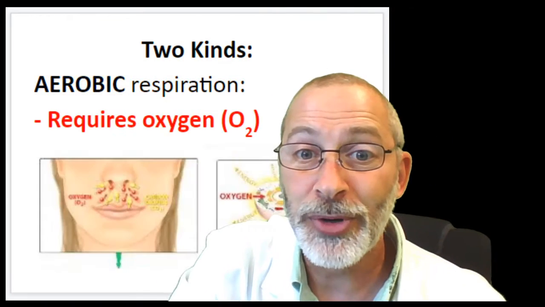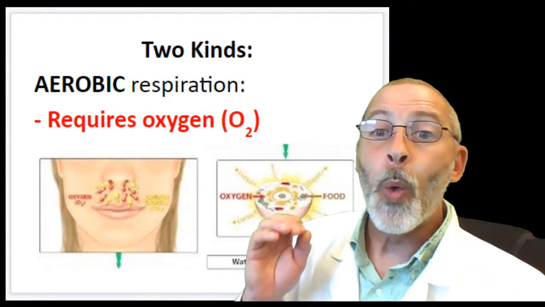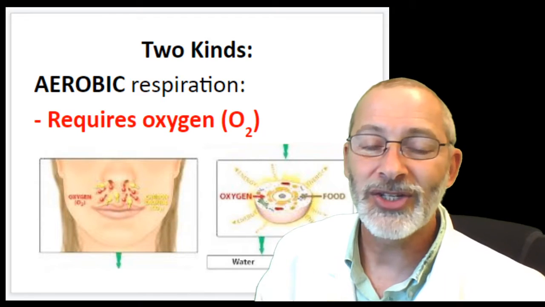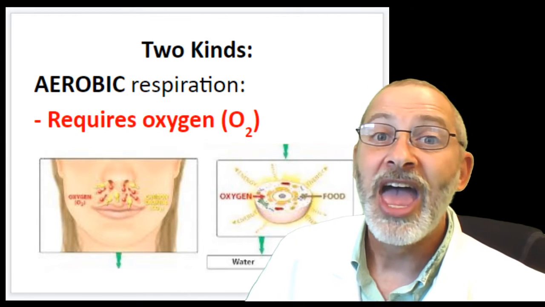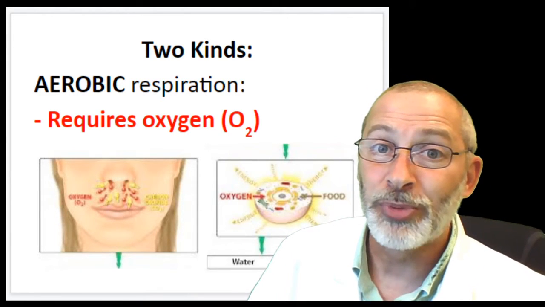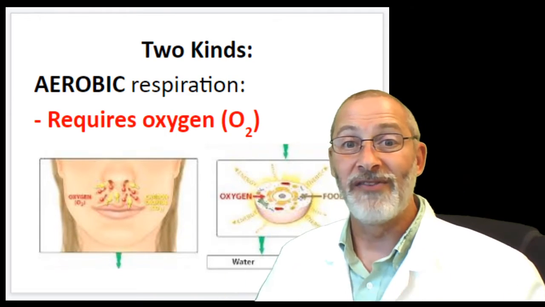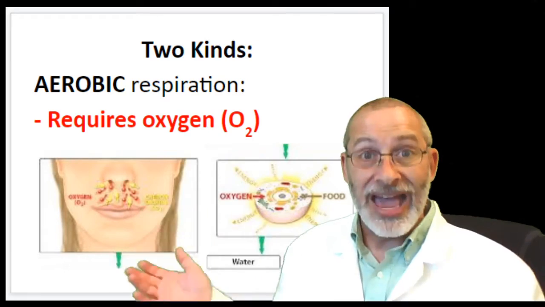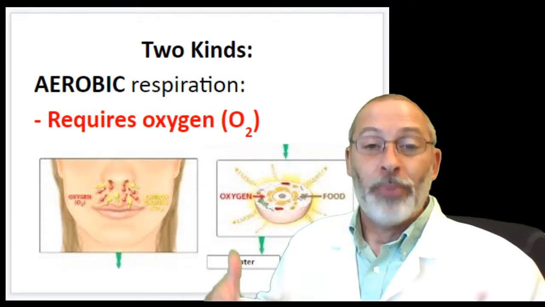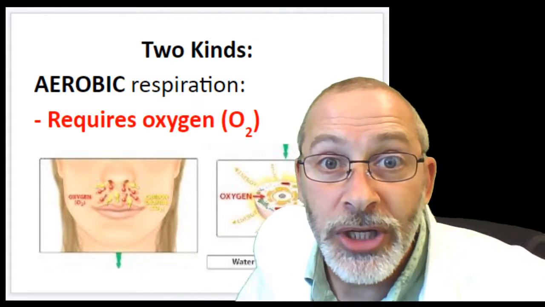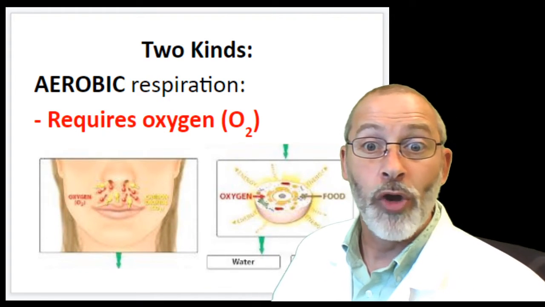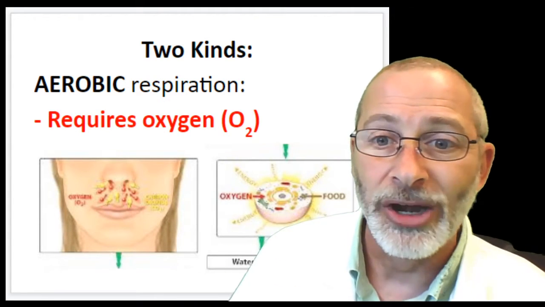Key word here as we go back to our notes. Aerobic respiration requires oxygen. Oxygen is required with aerobic respiration. So I like to think of aerobic, air, oxygen, aerobic exercising, breathing deeply, needing more oxygen. That's what helps me remember that aerobic respiration requires oxygen.